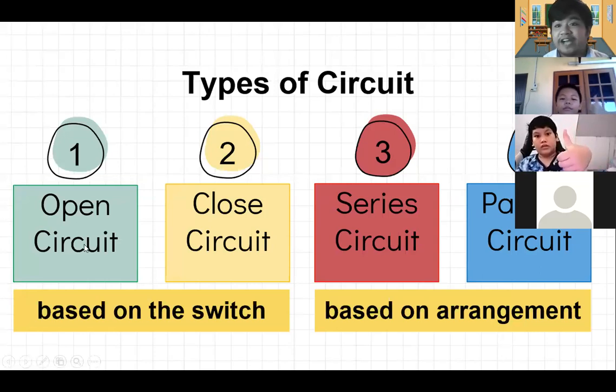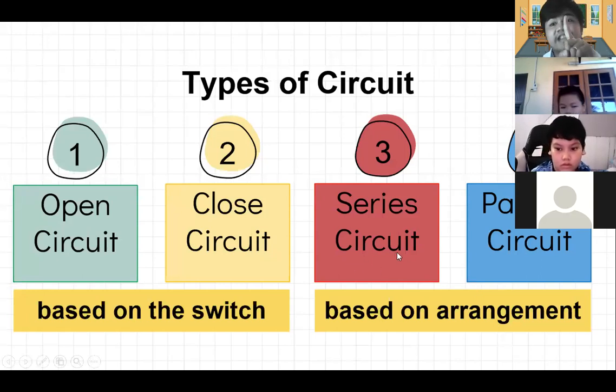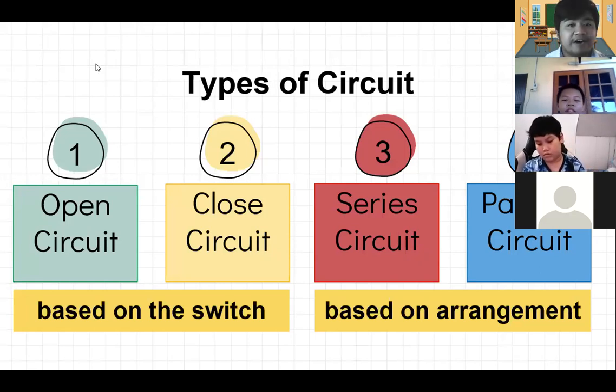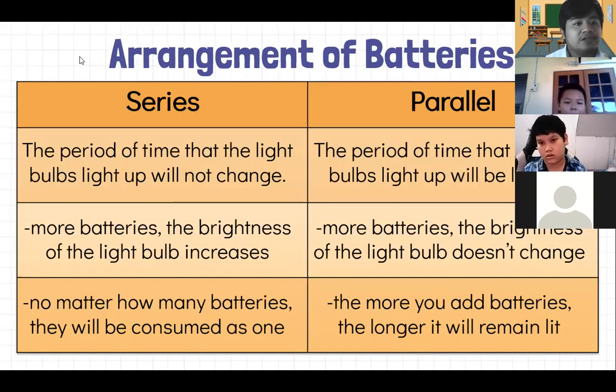Okay, so open circuit, electricity cannot flow through it, okay? Electricity is broken, whereas closed circuit, the light bulb will work because electricity can flow through it. Series circuit, single path. Parallel circuit, two or multiple paths, okay? I hope that's clear. Now let's proceed to battery arrangement. So we have series and parallel, okay?